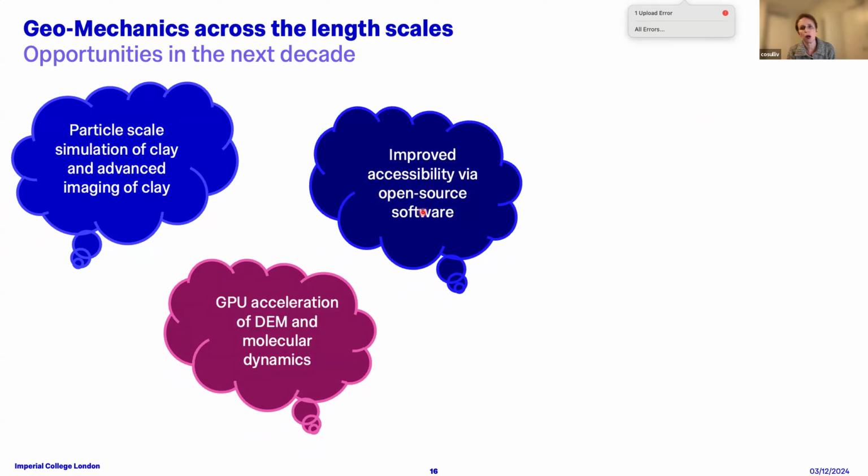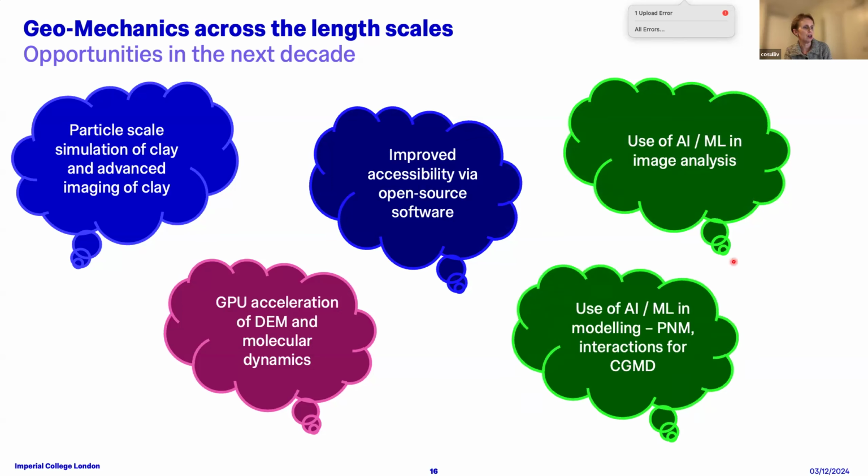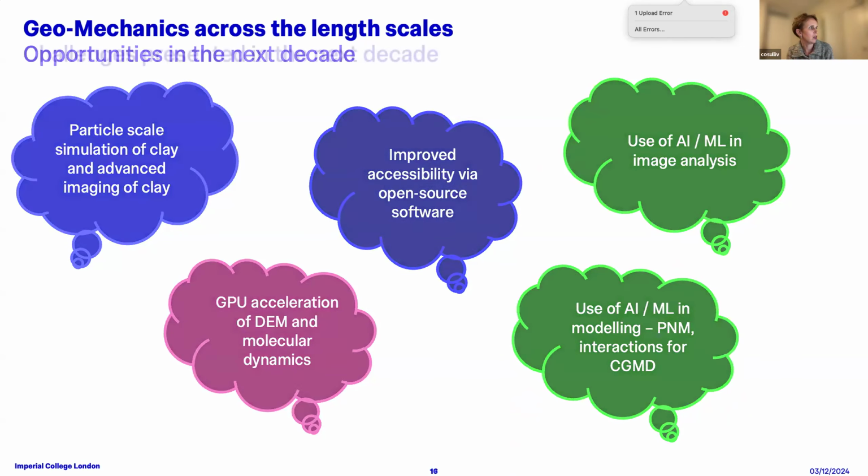Open source software is going to enable a lot of research in this area. There's a big effort in Europe, the on-DEM COST network, which is really promoting good practice in using open source DEM codes. Obviously, we have AI and machine learning and image analysis, but also potentially in modeling and developing our contact models and developing our conductances in our pore network models.